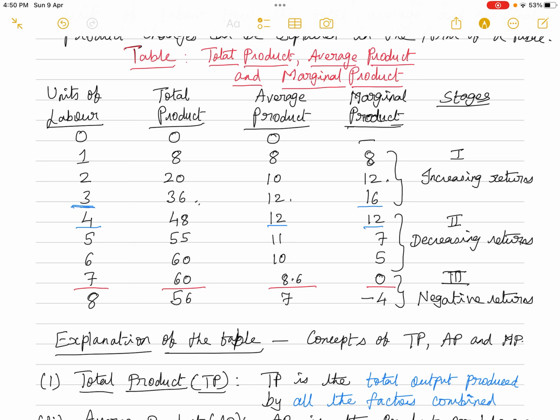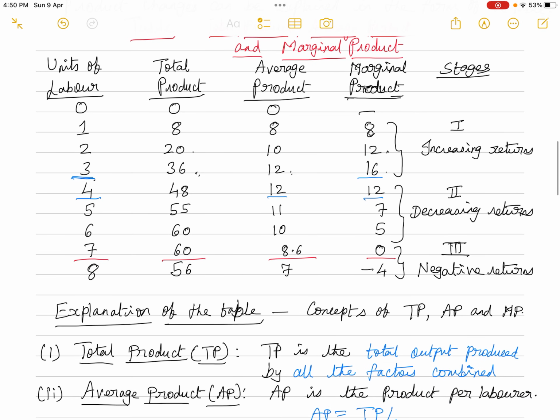When 3 laborers are employed, all 3 together are able to produce 36 units of output. So 36 divided by 3, the average output is 12, and the marginal is 36 minus 20, so you get 16. Like that, when the 4th laborer is employed, all 4 laborers are able to produce 48 units of output. Average product is 48 divided by 4, 12. So you can see that average product is the same, and average product reaches the maximum. And marginal product, 48 minus 36, is 12, you can see it is decreasing.